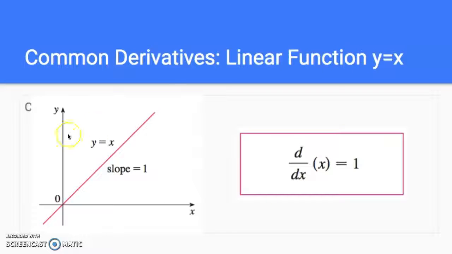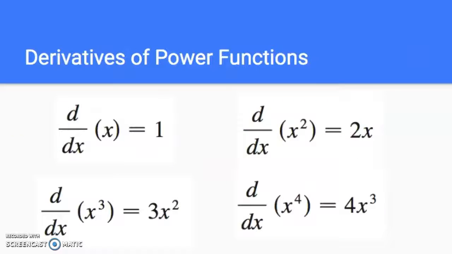Let's look at a linear function. So a linear function, the slope, for example, y equals x is just 1. So we don't really need the limit definition to find the slope of a line because we've already practiced that in algebra. You can just find the rise over run. For y equals x, it's just the number in front of x, which is 1. So the derivative of x is 1.